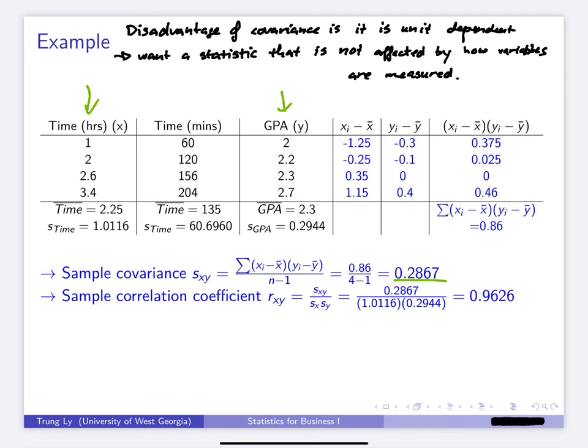If we want to compute the sample correlation coefficient, we divide the sample covariance by the product of the sample standard deviations, which were given to us in the original problem. So the sample standard deviation of time is 1.0116, and the sample standard deviation of GPA is 0.2944. If you plug these numbers into your formula and do the math, the correlation coefficient is equal to 0.9626.